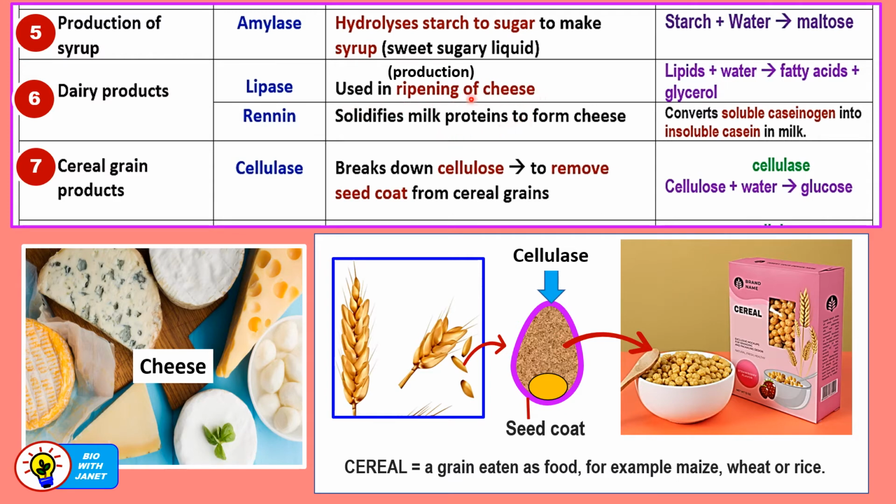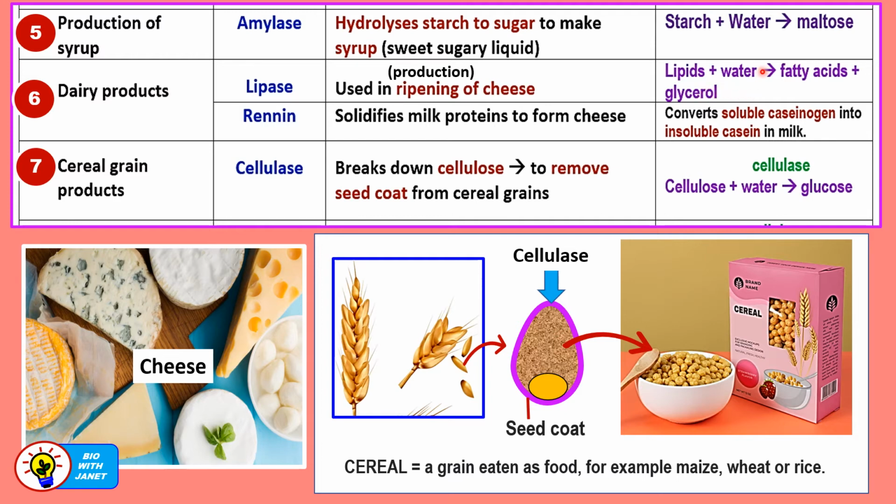Next, in the production of dairy products such as cheese, lipase can be used in the ripening of cheese. So what's the ripening of cheese? It is one stage in the processing of cheese where the cheese will mature and develop its own texture and flavor. Various enzymes are used to break down substances inside the cheese. For example, lipase is used to break down the lipids in the cheese through this reaction.